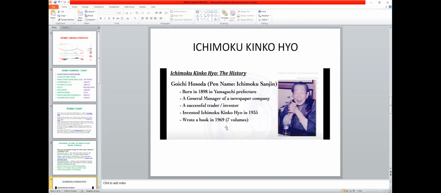After that, he understood that in his old age he should write a book to help other people also. So he wrote a book in 1969, and it has 7 volumes. I think it has not been done in English or French or Spanish. It is available in Japanese only. Some guy went there and found it, and he somehow managed to translate it to English. So that is the concept.